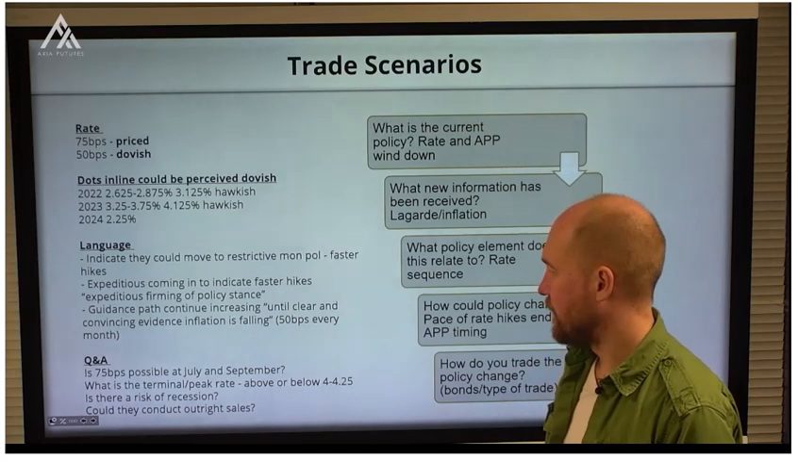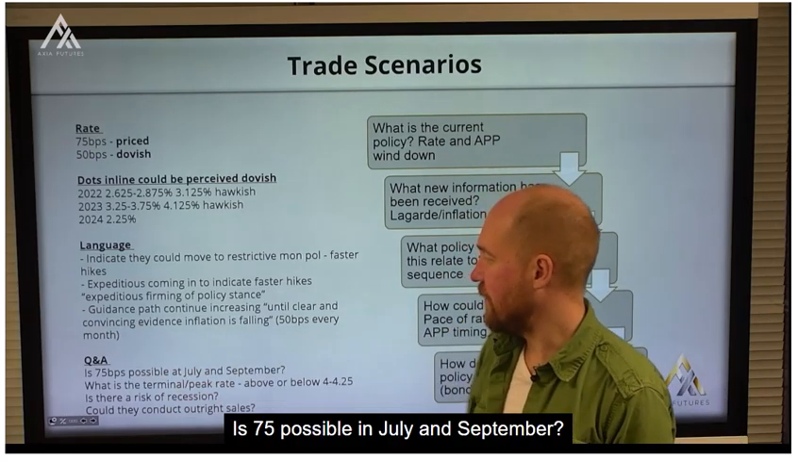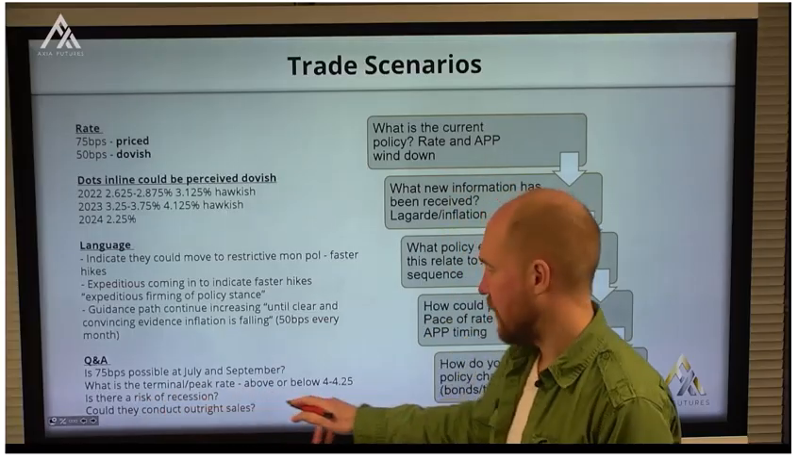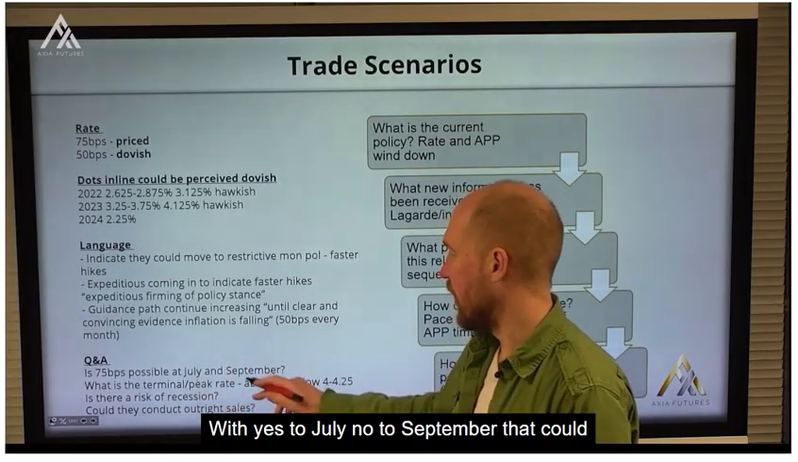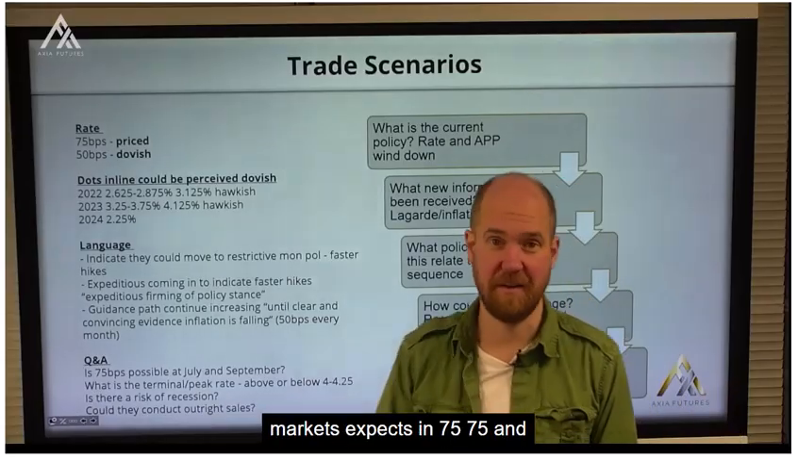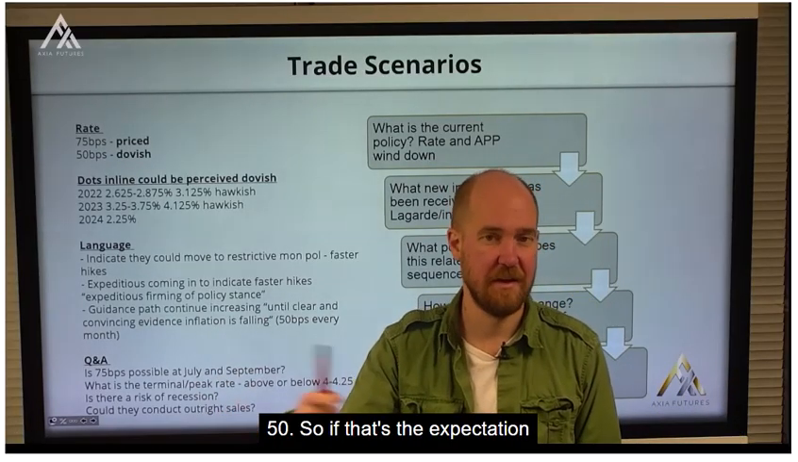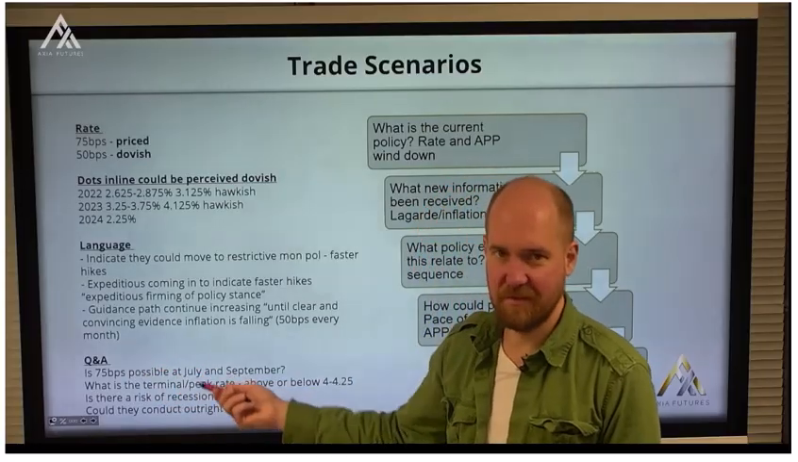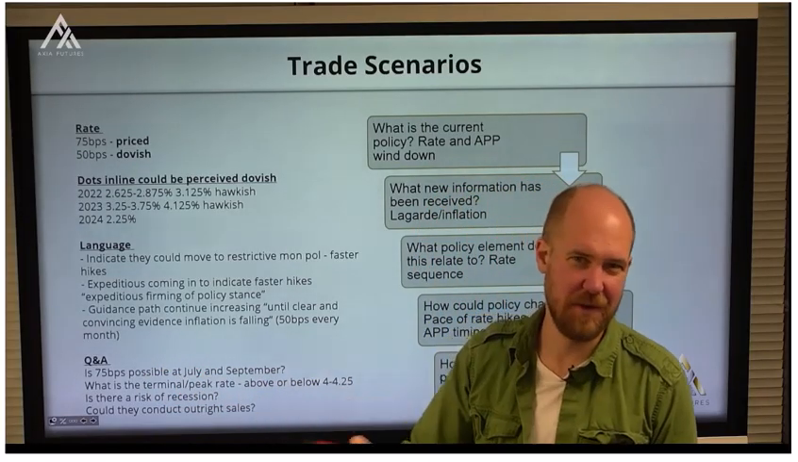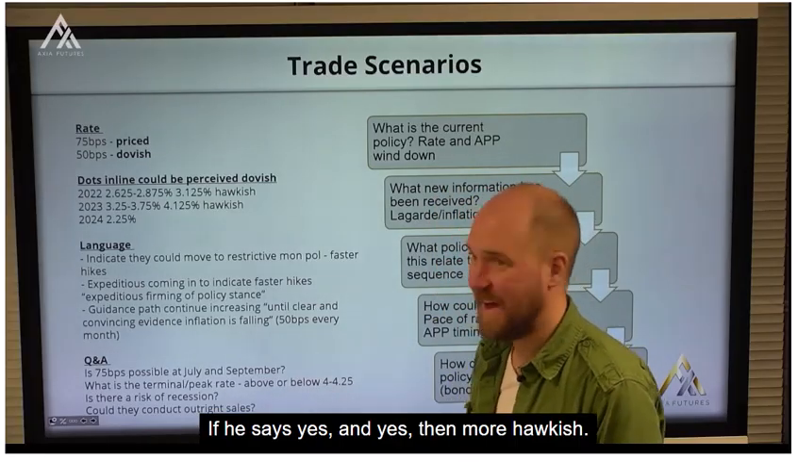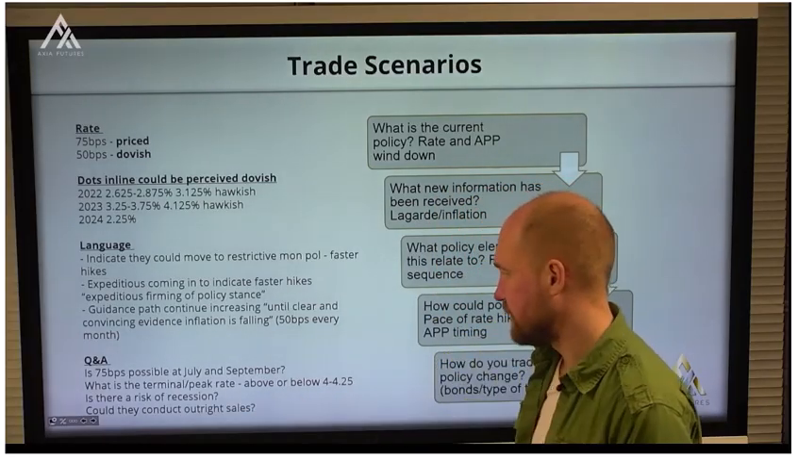Then, Q&A. Is 75 possible in July and September? If he answers this with yes to July, no to September, that could be seen arguably as slightly dovish because the market's expecting 75, 75 and 50. So if that's the expectation, and he says yes and no, then that would be roughly dovish because it's in line to possibly less. If he says yes and yes, then more hawkish.